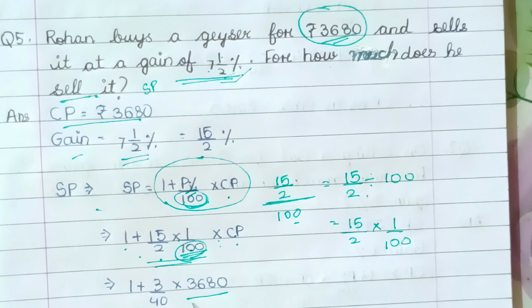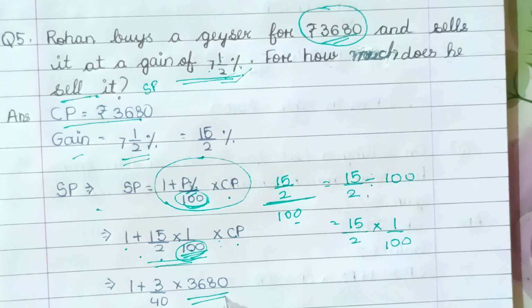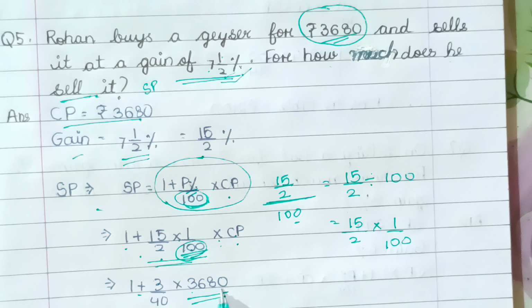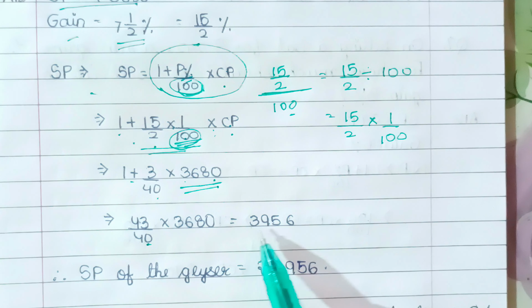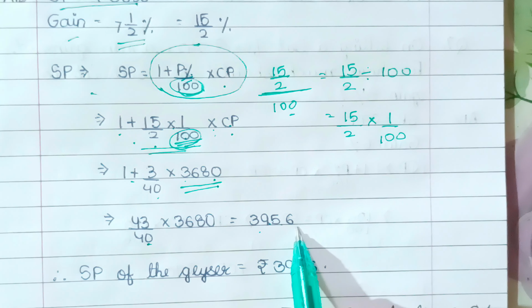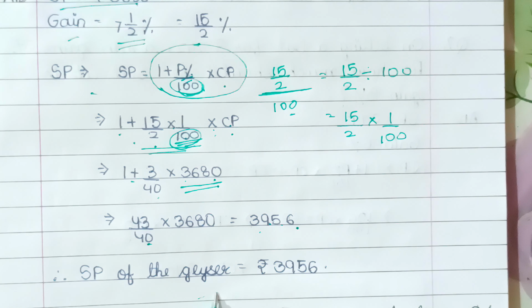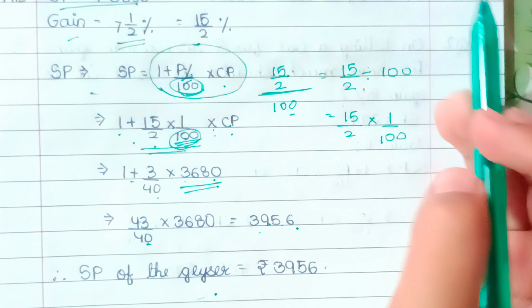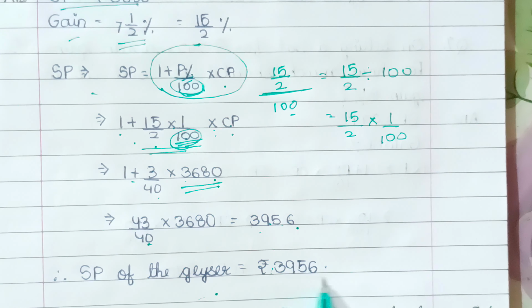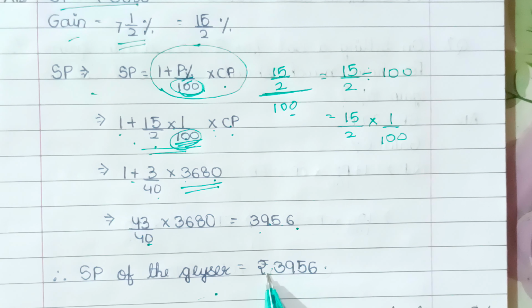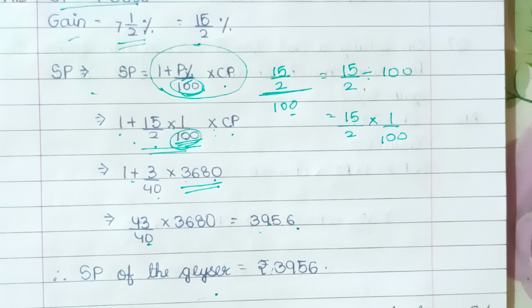As the CP is given 3,680. So 1 plus 3 by 40 into 3,680 is equal to 43 by 40 into 3,680. This is equal to 3956. So we found out that the SP of the geyser is 3956. So here it had told how much does he sell it? Then he would sell it at rupees 3,956. So let's move on to the next question.